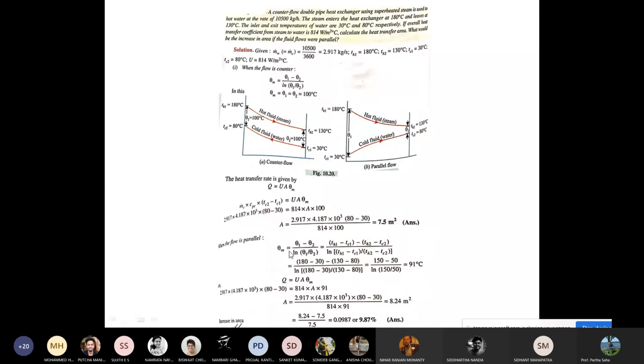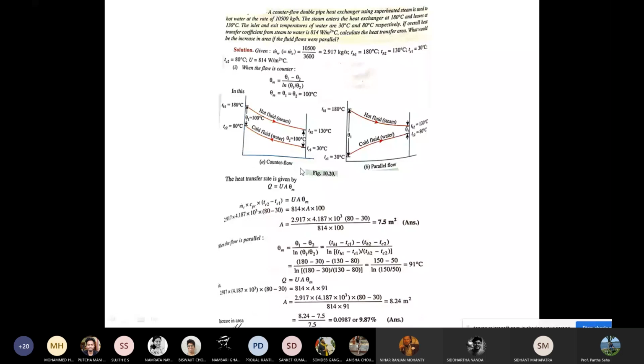Now when the flow is parallel, theta m will be theta 1 minus theta 2 over ln theta 1 by theta 2. Now in this case, theta 1 and theta 2 are not the same. Theta 1 is 150 and theta 2 is 50. So you can calculate this and get theta m 91 C. So theta m for counter current is 100 C, theta m for parallel flow is 91 C. It's not equal. So again use the similar expression and calculate the area, that is 8.24 meter square. So the increase in area is 9.87%.